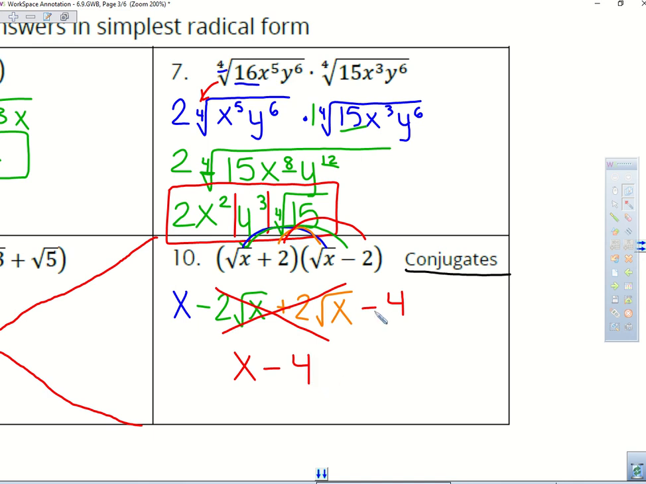That is a characteristic of conjugates. That's not a coincidence. That will always happen with conjugates. Those 2 middle terms are going to cancel out. But remember, we took an even index square root and we got an odd power, sorry. So this has to have an absolute value on it. Any questions about that? Okay.